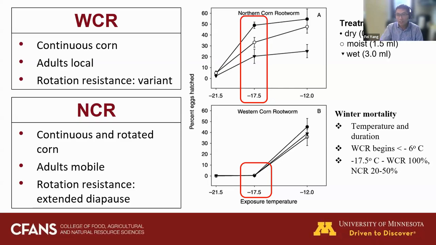If you look at the right here, these are the cold tolerance for Western and Northern corn rootworm, and we can see the Northern corn rootworm are more cold tolerant compared to Western. So at minus 17.5 degrees Celsius, about 100% of Western were killed. However, for the Northerns, only 20 to 50% were killed.